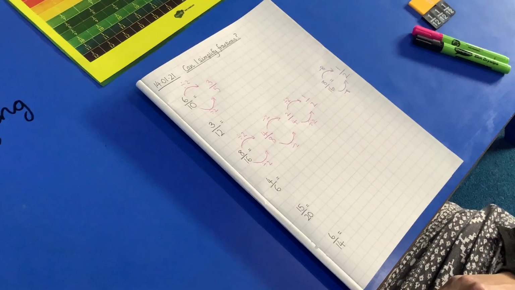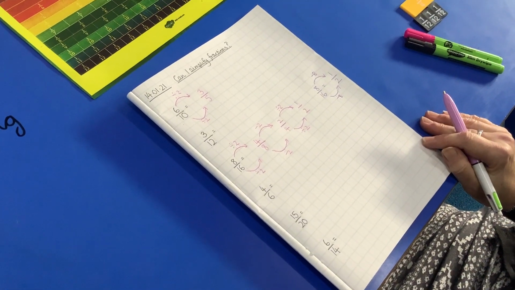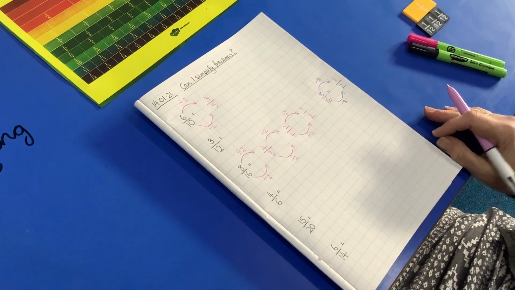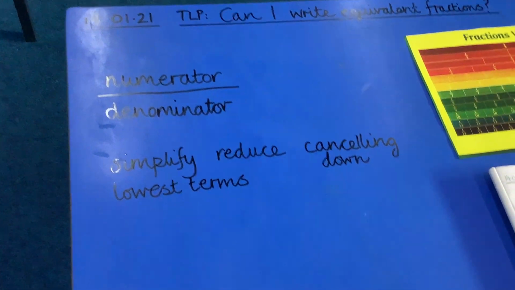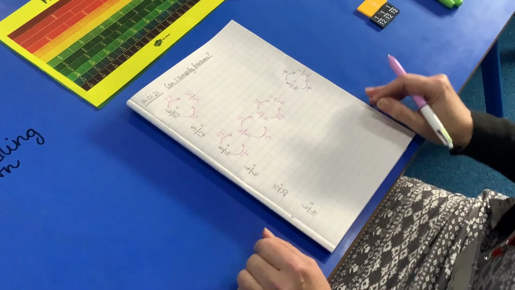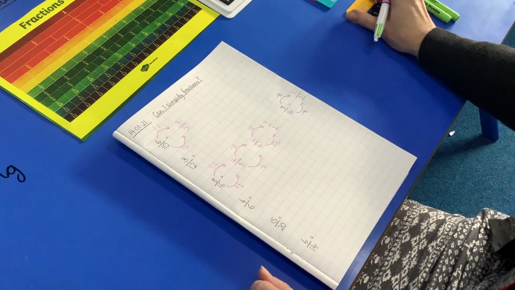So this is another way of writing equivalent fractions. It's called simplifying. You may see it as reducing, cancelling down, writing in their lowest terms, simplest form. I think I've probably covered most of the names for it.